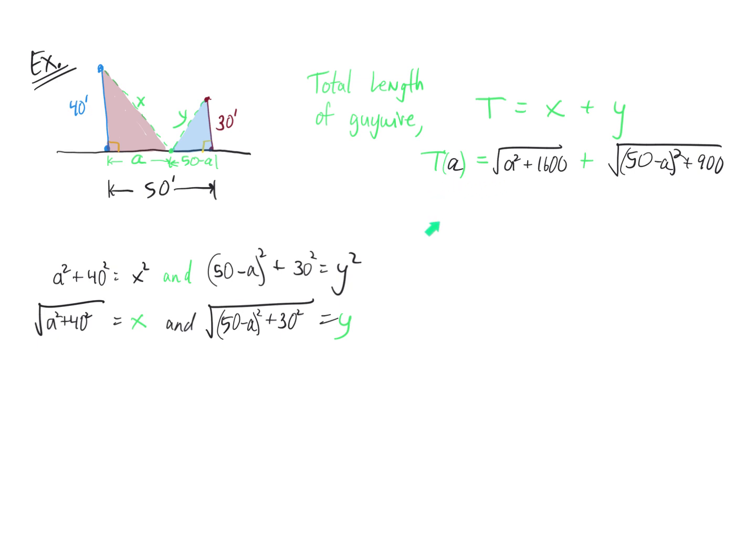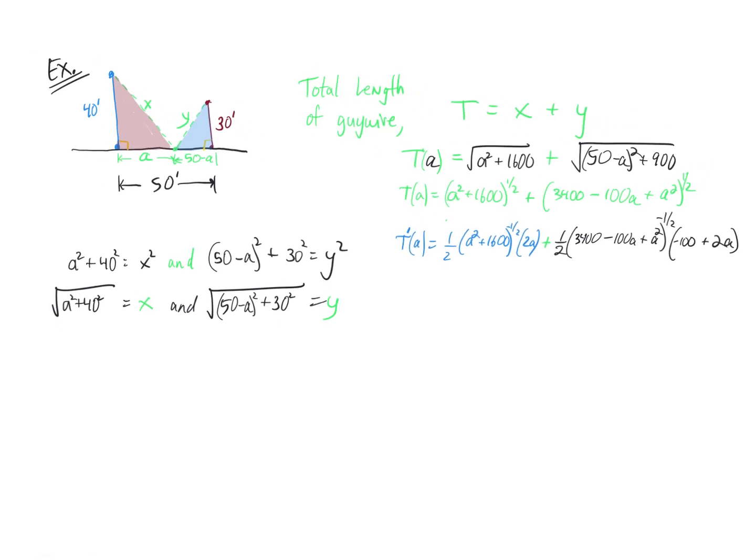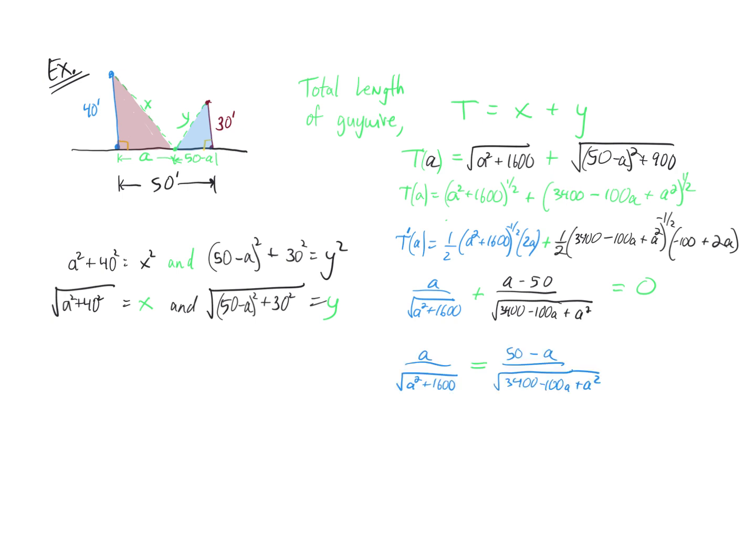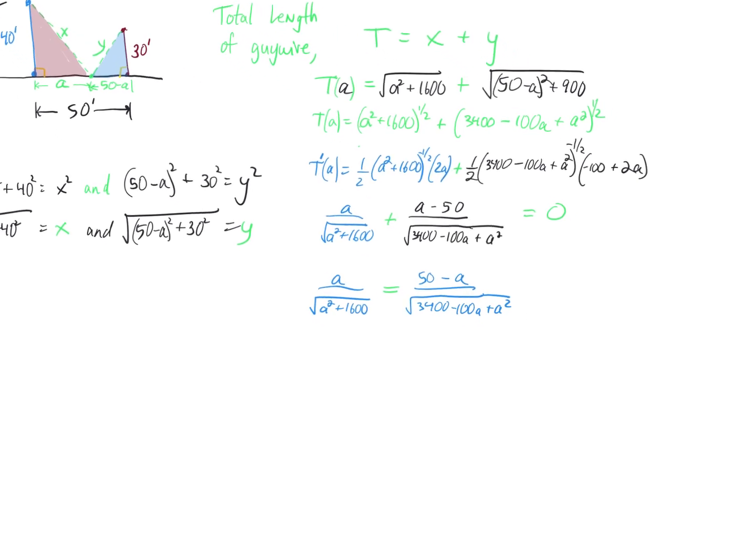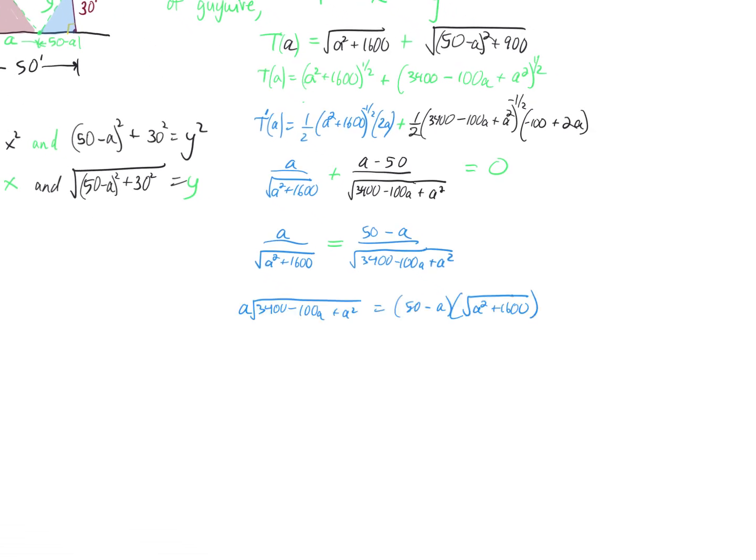So T prime of a equals, doing some arithmetic, setting this all equal to 0. We could use our calculator, but I'm going to go ahead and finish this algebraically just for the fun of it. All right, next we'll cross multiply. Let's next square both sides. I have a feeling we're going to just use our calculator for this.